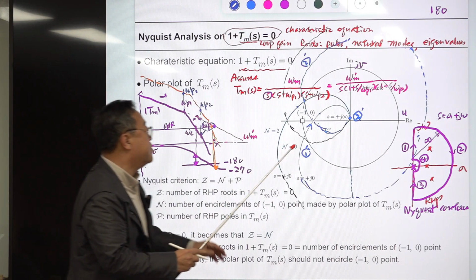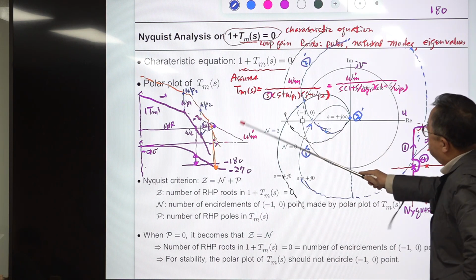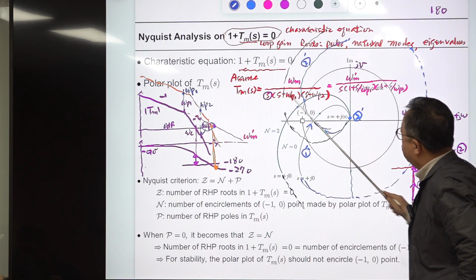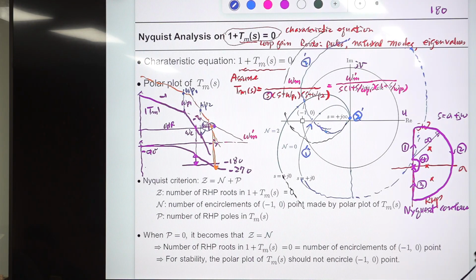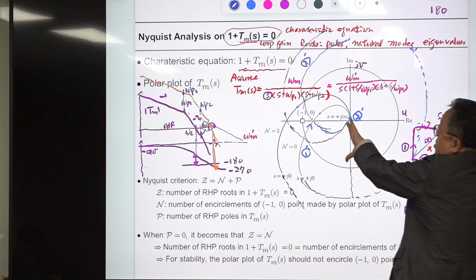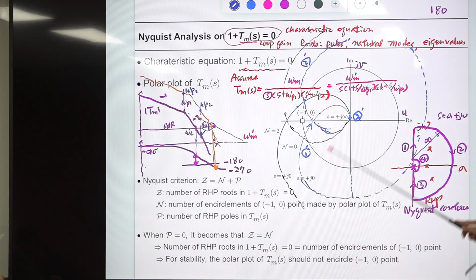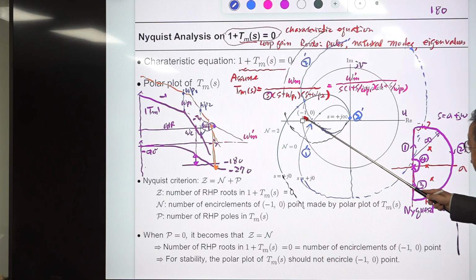That means this was the original trajectory of this loop gain, and this is the loop gain trajectory with the increased gain. The phase remains the same, which means the shape remains the same, and only this plot is expanding, stretching outward. So this will be something similar to this. It passes this -1 critical point.